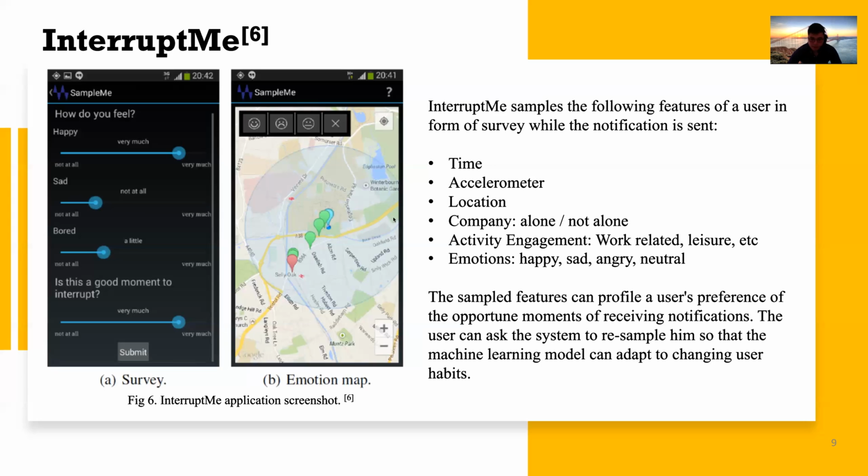With a lot of sampled data, Interrupt Me can build a very detailed profile of a specific user, and can even update it. The user can ask the app to re-profile his preferences, and we're doing this kind of service to give the app up-to-date information about the user's habits.